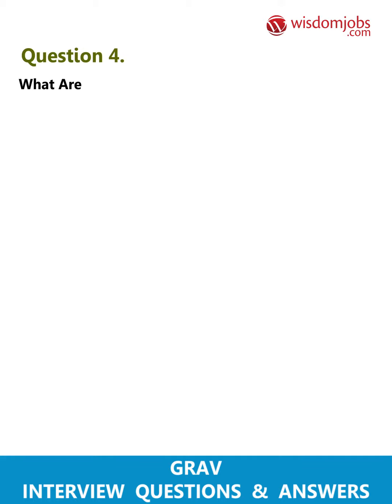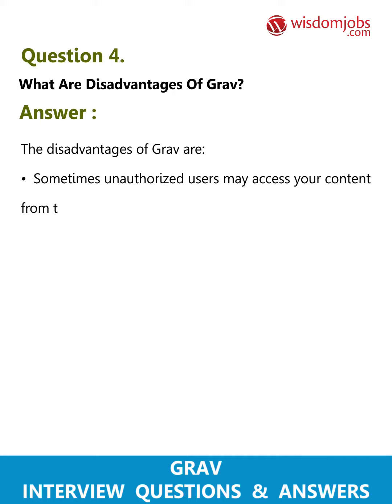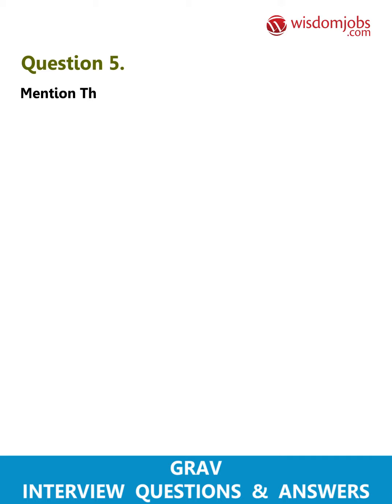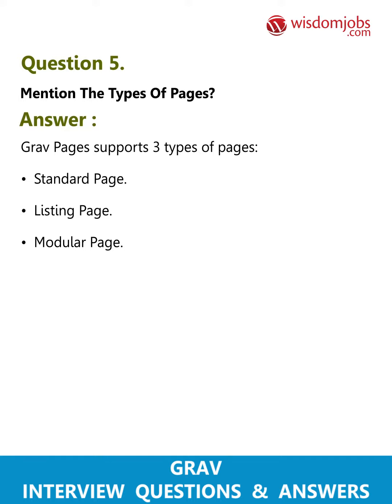Question 4. What are the disadvantages of Grav? Answer. The disadvantages of Grav are: sometimes unauthorized users may access your content from the files directly, as there is no database for the files. It is difficult to build complex websites using Grav's CMS. Question 5. Mention the types of pages. Answer. Grav Pages supports 3 types of pages: standard page, listing page, modular page.